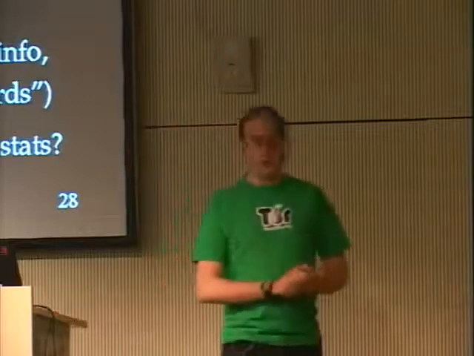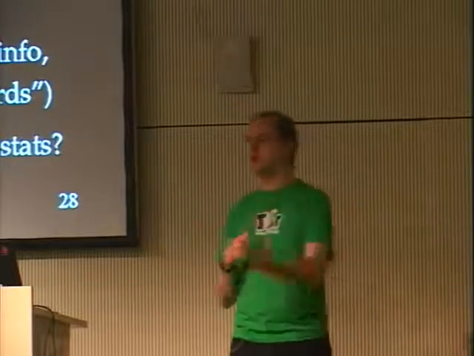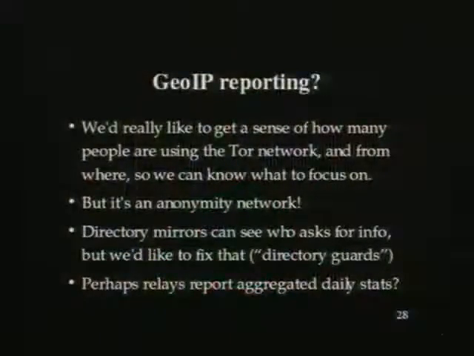Another exciting point. We'd really like to get some sort of general sense of how many people are using Tor and what countries they're coming from, stuff like that. So that we know what we should focus on, what features we should work on, what translations we should make sure we have next in Vidalia and Tor button, stuff like that. On the other hand, it's an anonymity network, so we don't really want to know how many users are using Tor and where they're coming from. So there's definitely a tension there.